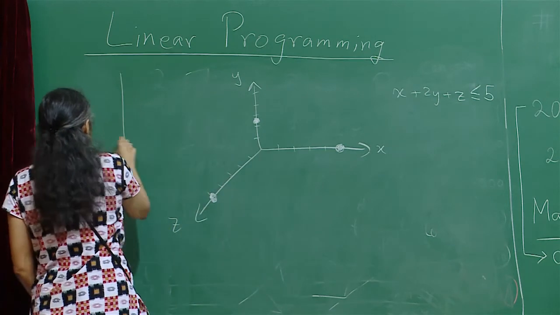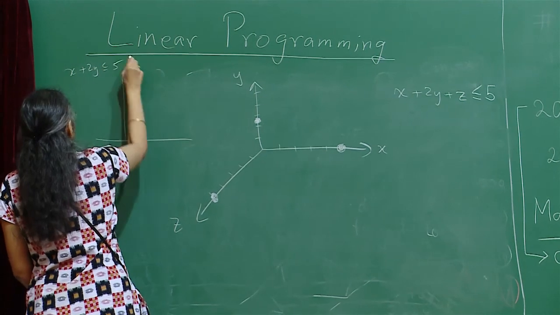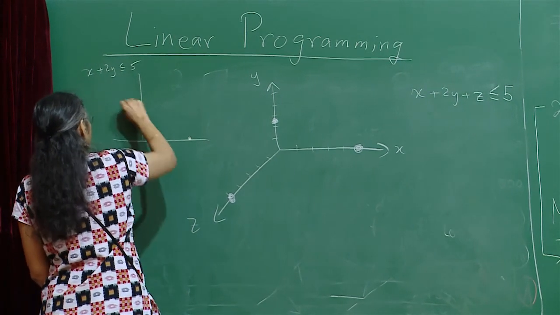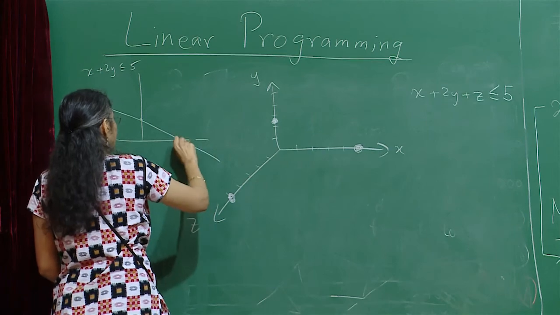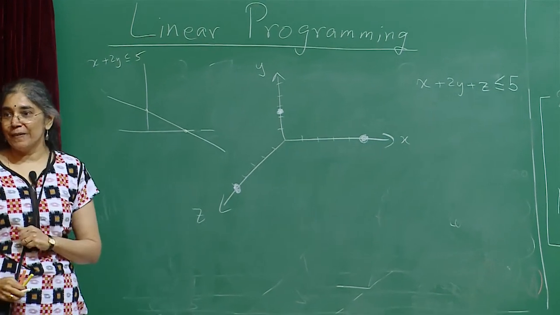So remember what we did in 2 dimensions? We had a constraint which said something like x plus 2y is less than or equal to 5. Then we said x is 5, y is 2.5, and this was my bounding line, right? One side of it was the half plane that we were interested in.